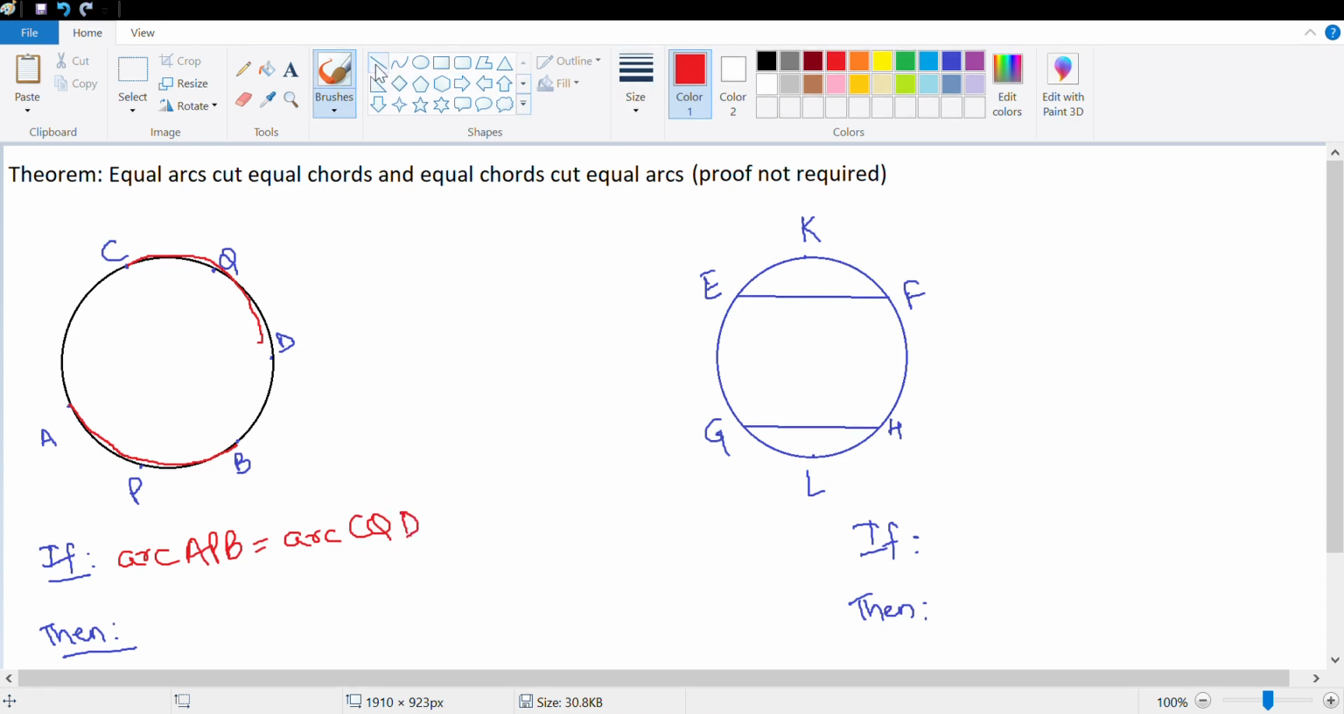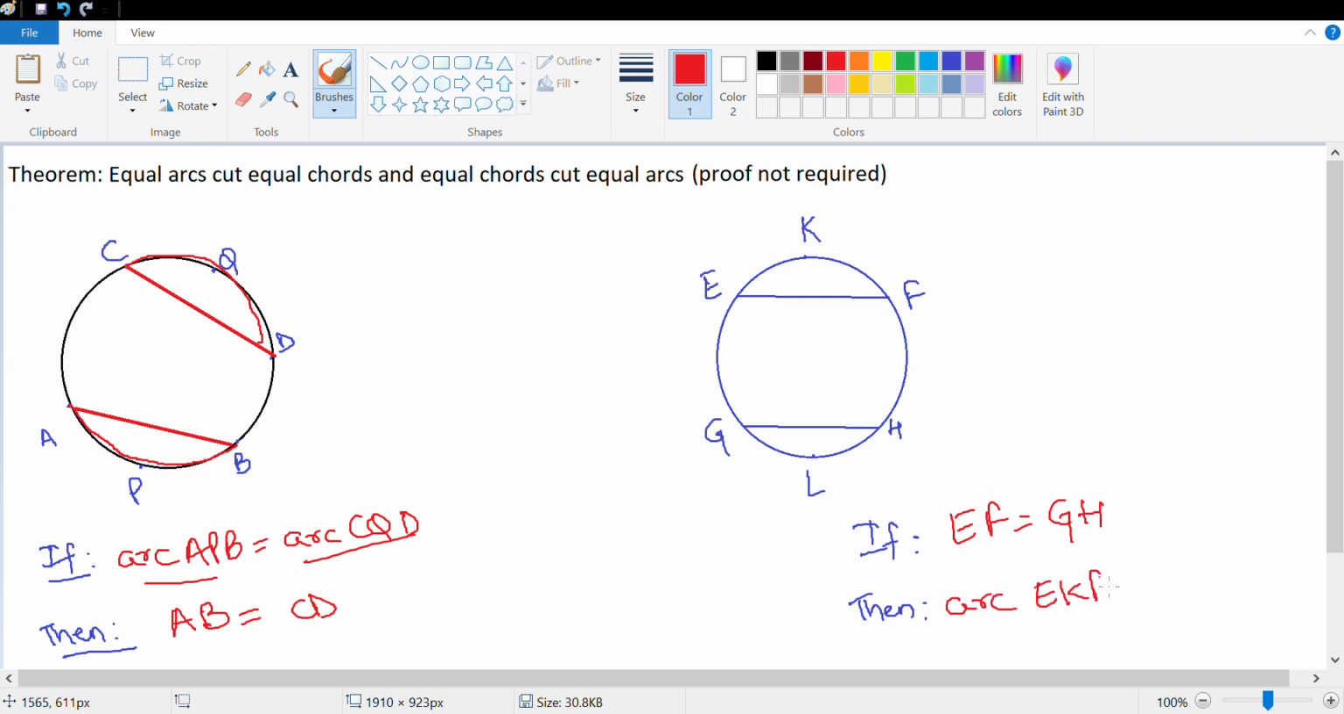then what we will get is CD will be equal to AB. So equal arcs will cut equal chords, which means if arcs are equal, then the chords will be equal, which means chord AB would be equal to chord CD. Good. And the reverse of this would be if chords are equal, which means in this case, if EF is equal to GH, then the arcs which they form a part of will also be equal, which means arc EKF would be equal to arc GLH.